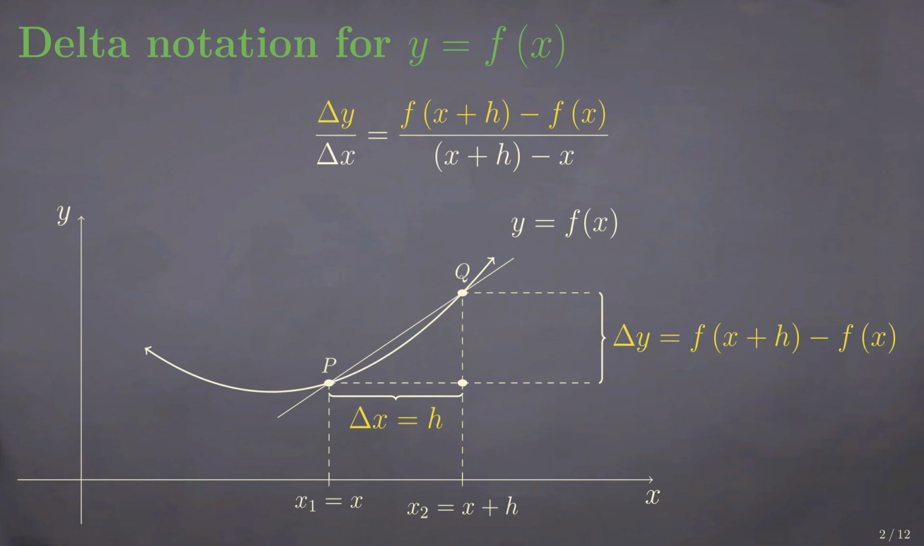So we can depict the delta notation using the graph of the function y equal f(x), and remark that delta y over delta x is the slope of the secant line connecting the two points P and Q in the graph of the function f. And note that in the formula delta y equal f(x plus h) minus f(x), if we substitute delta x for h, then we get delta y equal to f(x plus delta x) minus f(x).